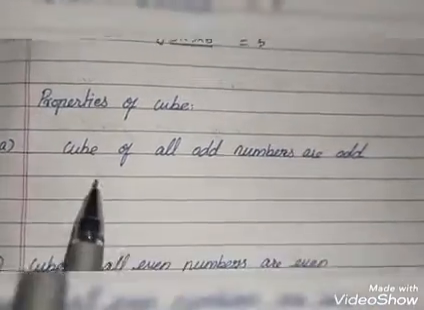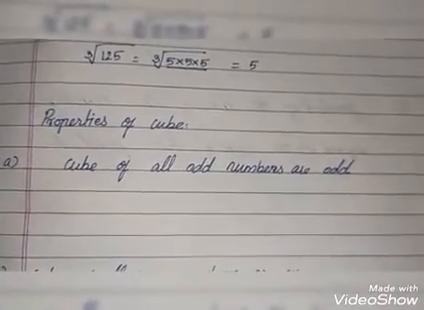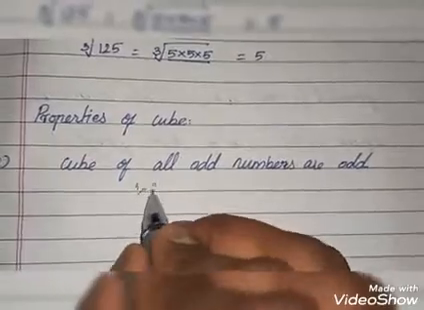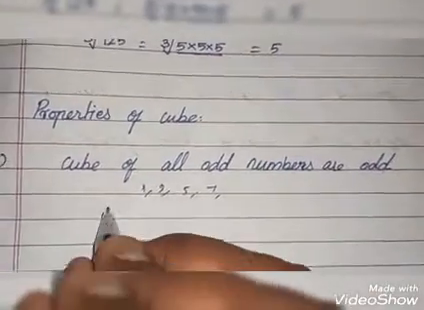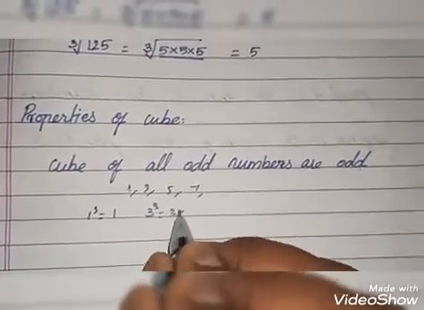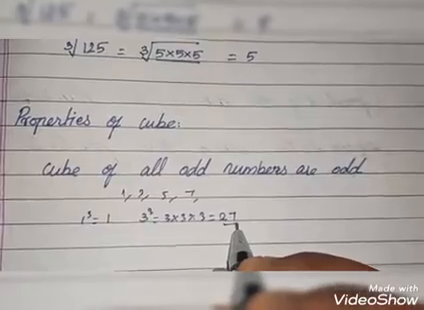What is the first property? Cube of all odd numbers are odd. So what are the odd numbers? 1, 3, 5, 7. These are all odd numbers. So 1 cube is 1, and 3 cube is 3 into 3 into 3, which becomes 27. So 27 is an odd number.